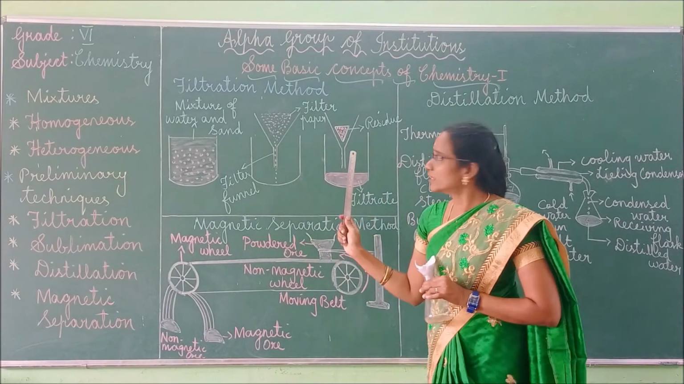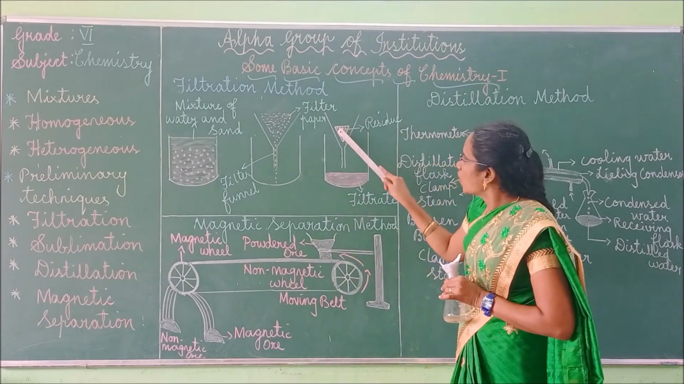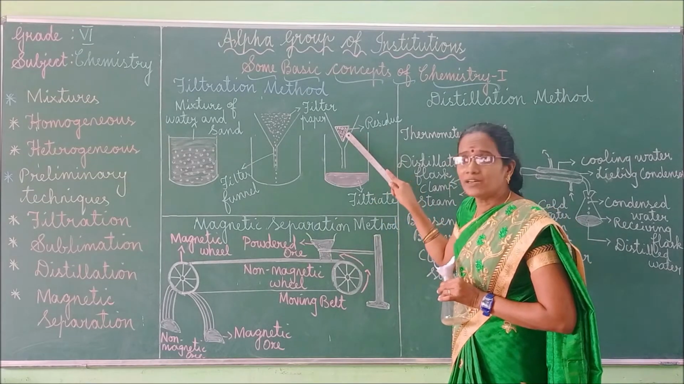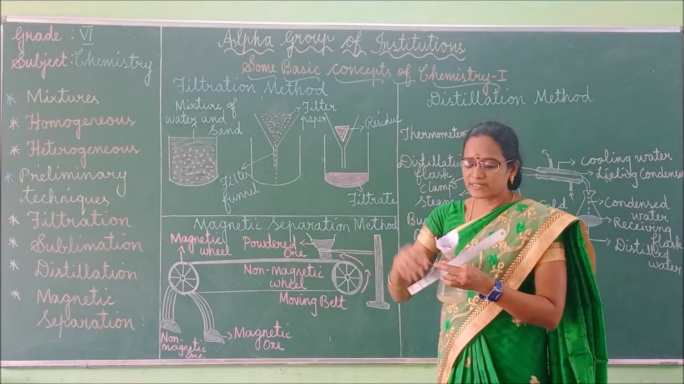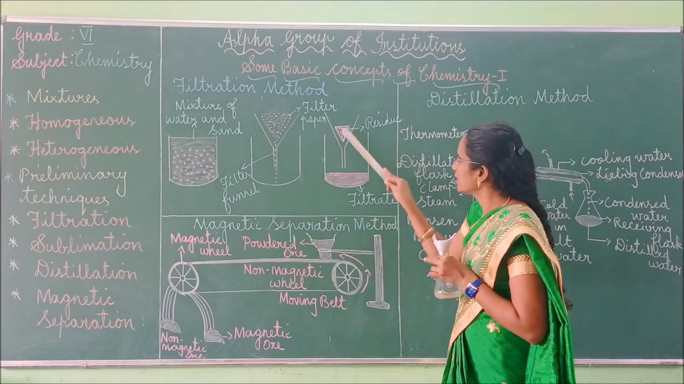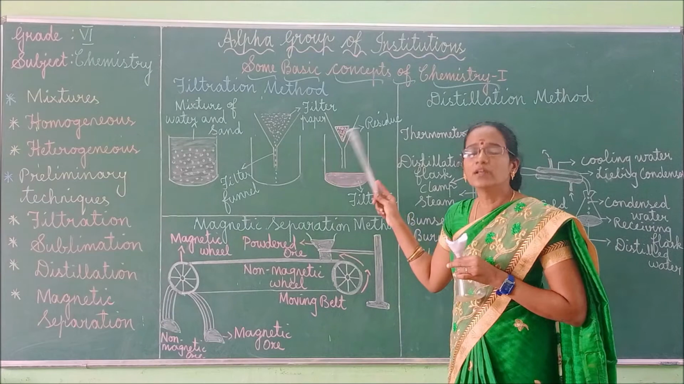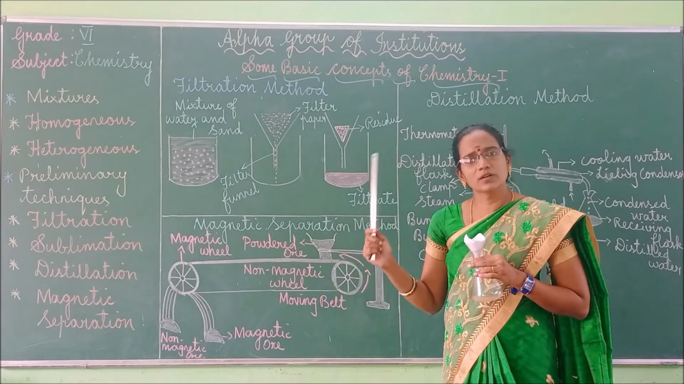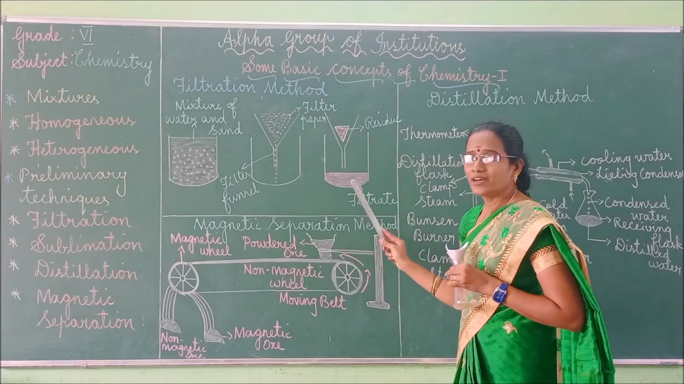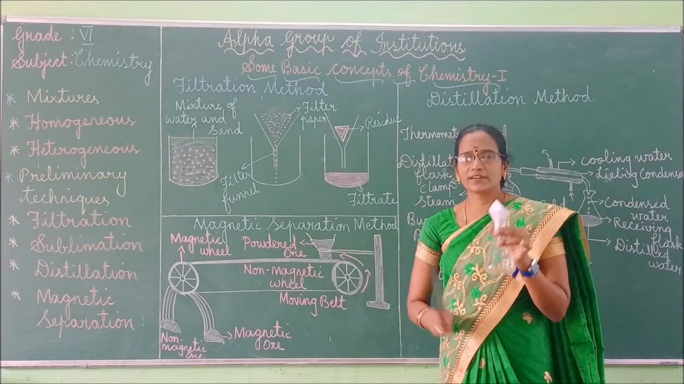And come to the third picture. Here, all the residue, that is waste materials, are settled at the filter paper. These are the waste materials, that is nothing but residue. Residue means unwanted things, waste materials. Okay. So this is the filtrate. Understood, children?